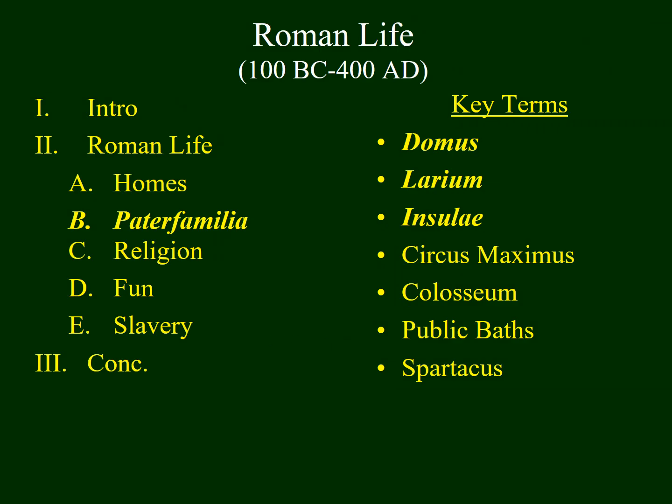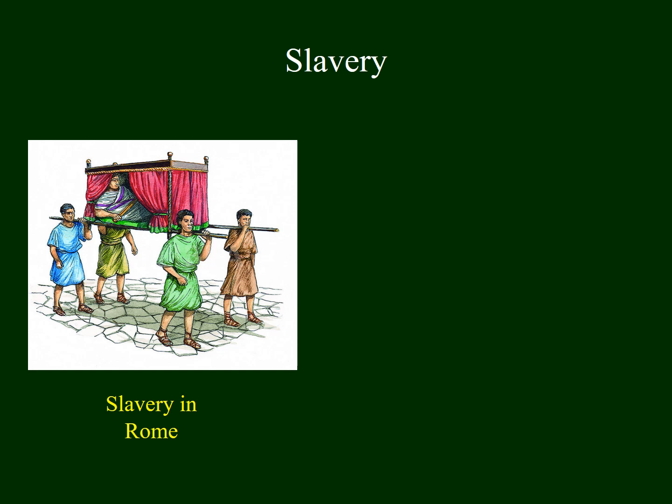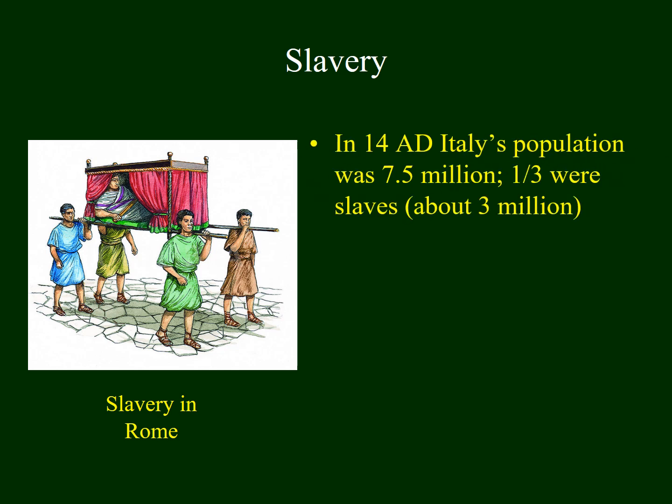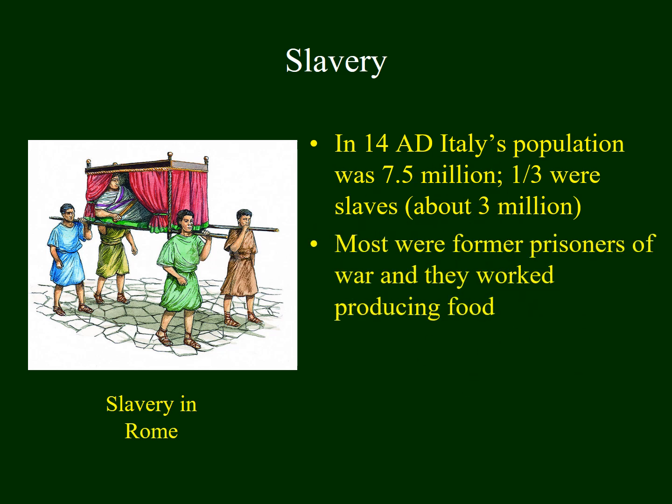Lastly, I'd like to look at another segment of society, and these were slaves. Slavery existed throughout the entire Roman Empire. It's a little unclear as to exactly how many slaves there were at different time periods, but in 14 AD we do have an idea. The total population of Italy was about 7.5 million, and about 1/3 of that population, or 3 million, were enslaved. Most people became slaves if they were a prisoner of war, and most produced food in some way.